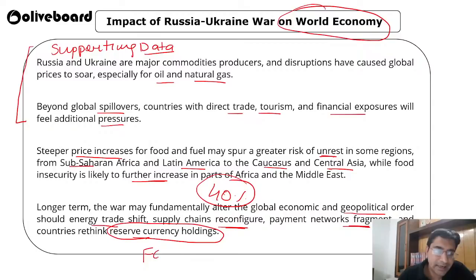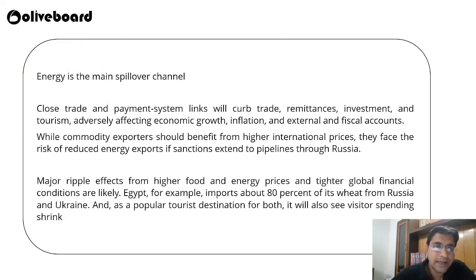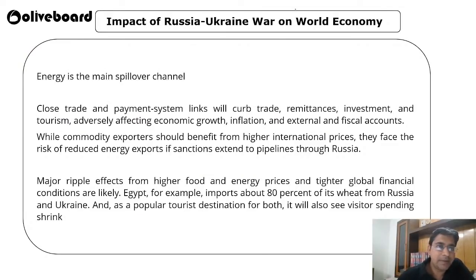As you all know, every country holds forex reserves, right? So they have to check which country's currency they should keep in their forex, which currency is rising. For example, the ruble is now deteriorating because of the Russian war, but people will start keeping more and more dollars, right? So they have to change which currencies they should hold and which they should not hold. Then the major issue is that energy is the main spillover channel.